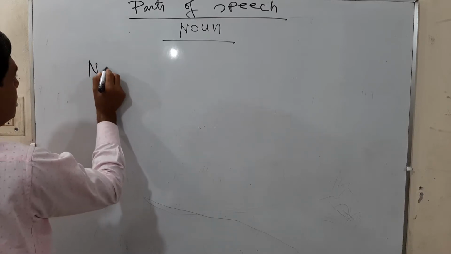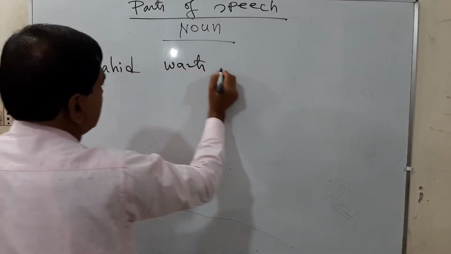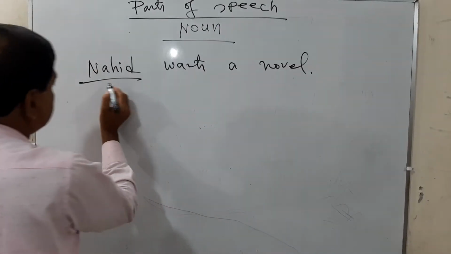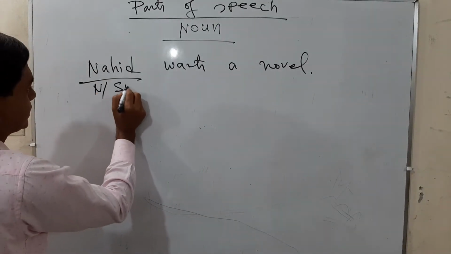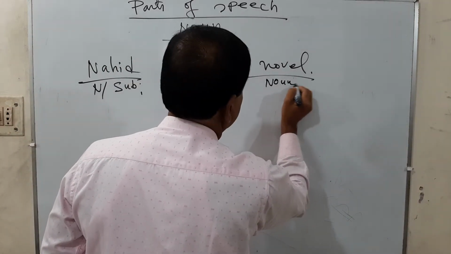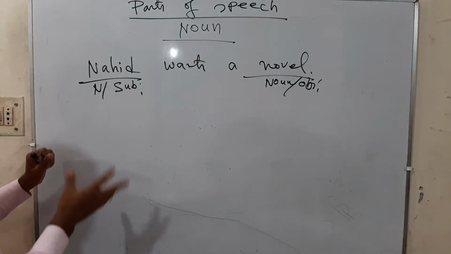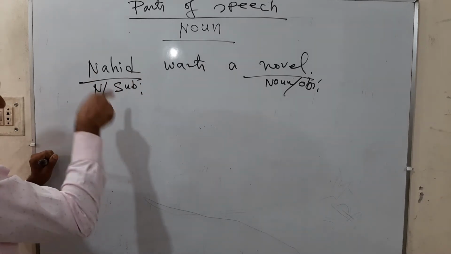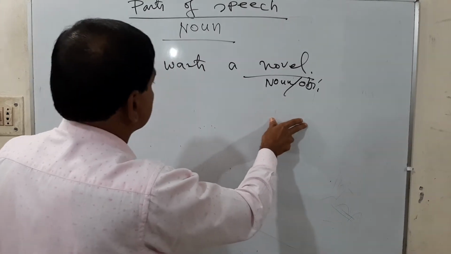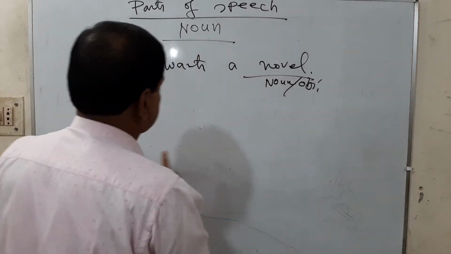Nahid wants a novel. Look at it. Nahid, noun, subject. A novel, noun, object. So it is very easy for you to understand that noun indicates the name of a person. A novel is also a noun, but the use of it is different. Nahid is the subject and this noun is the object. Look at it again.